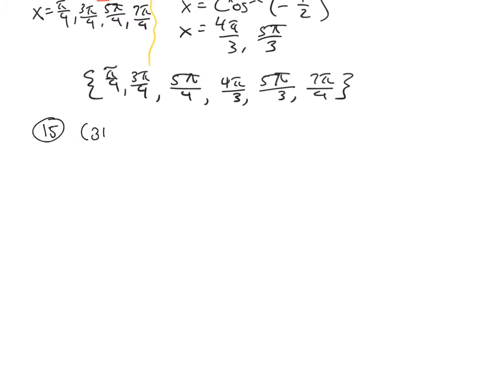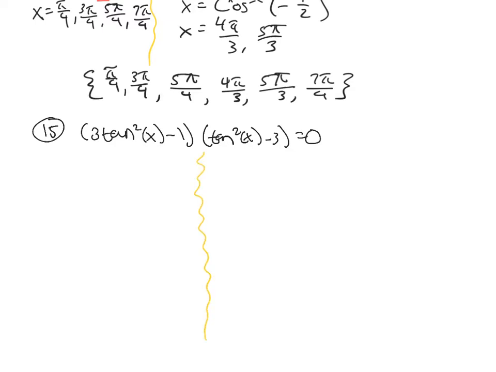We have 3 tangent squared x minus 1 times tangent squared x minus 3 is equal to 0. Again, we have 2 factors here. We don't have to worry about factoring anything. Let's set these both equal to 0 and solve. So I'm going to divide my workspace. Okay, so we'll have 3 tangent squared x minus 1 is equal to 0, and tangent squared x minus 3 is equal to 0.